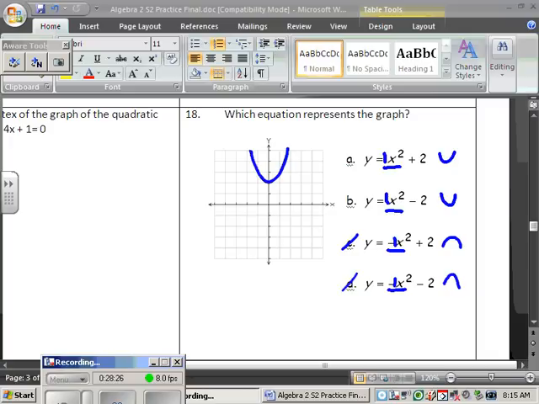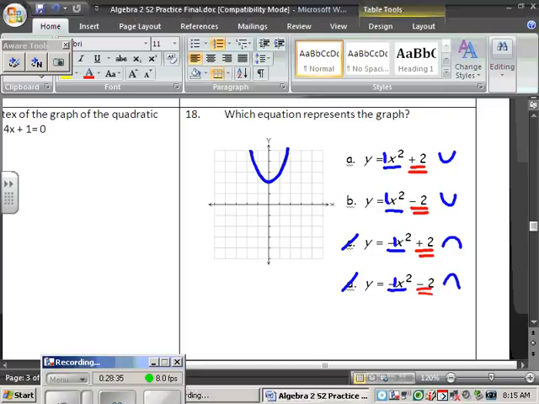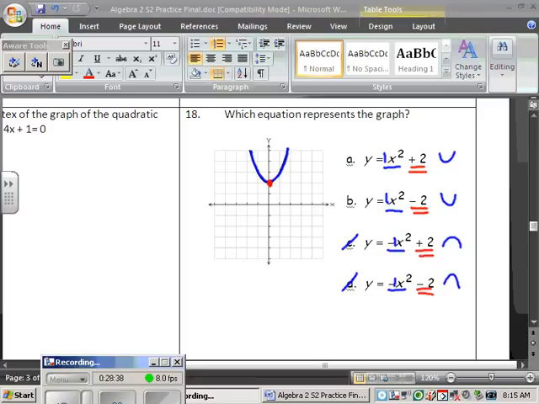The number that's being added to the x squared, that's the y-intercept. So notice 2 of them are positive 2's and 2 of them are negative 2's. So look and see where the y-intercept is. Notice it's at positive 2 on the y-axis. So because A and B are our 2 remaining answers, we want to choose the one with positive 2. So that would be answer A. What it would look like if the graph was at negative 2 and it was opened up would be this. Notice that's touching the y-axis at negative 2.